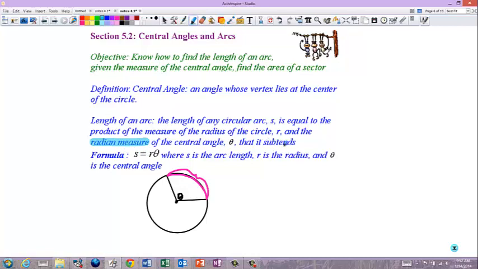Subtends just means cut off. The formula is S equals R theta, where S is the arc length, R is the radius, and theta is the central angle. So S is the length of the arc, R is the radius, theta is the central angle. And we're going to use that formula, and theta has to be in radians.